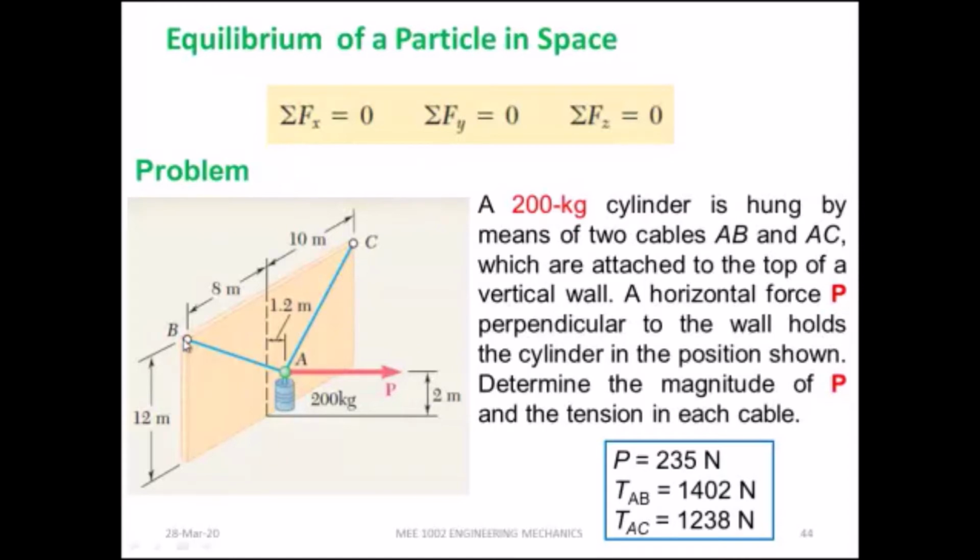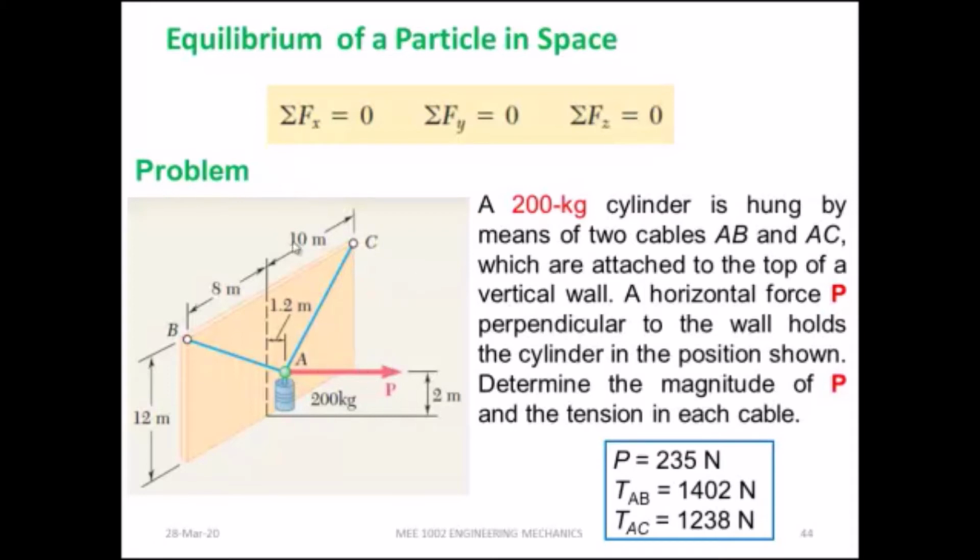So the coordinate for A is 1.2, 2, 0. The coordinate of B, right? If it is a wall, there's no x distance. With respect to this point O, it is in the same plane. So x is 0, y is 12 meter, and z is plus 8, because z is coming in this direction. So the coordinate for B is 0, 12, 8. C is 0, 12, minus 10, because from this plane it is behind the plane. So it is in the negative z direction. So the coordinate for C is 0, 12, minus 10.